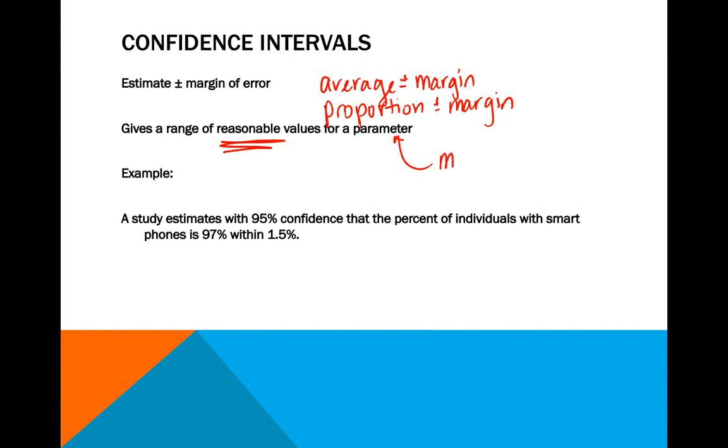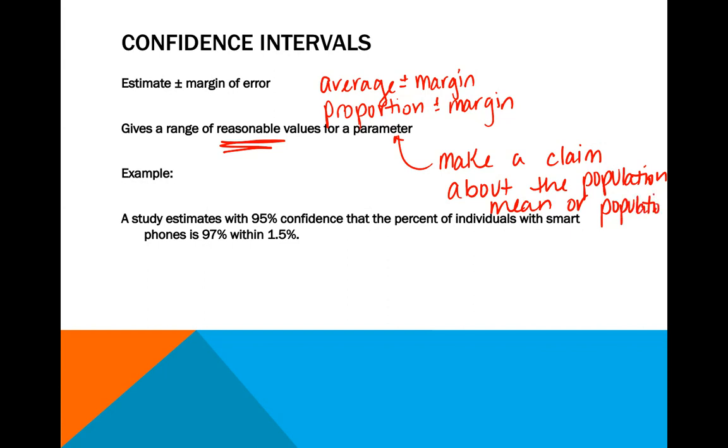So instead, we want to make a claim, we'll say about the population mean, or population proportion, and we do that from sample data. So we use this subgroup or a sample to come up with some estimate. So it's a sample mean, a sample average, or a sample proportion to come up with what we think the population mean or the population proportion might be.